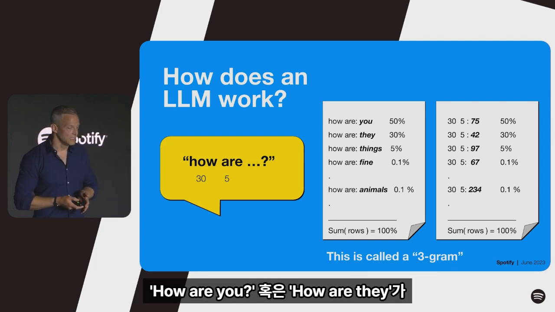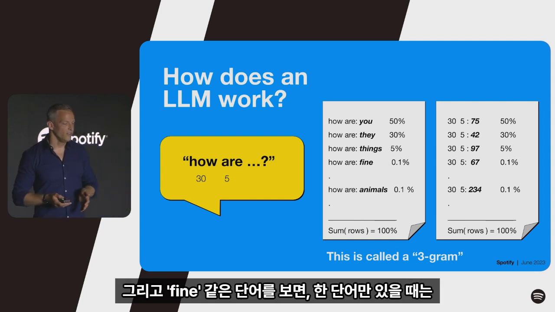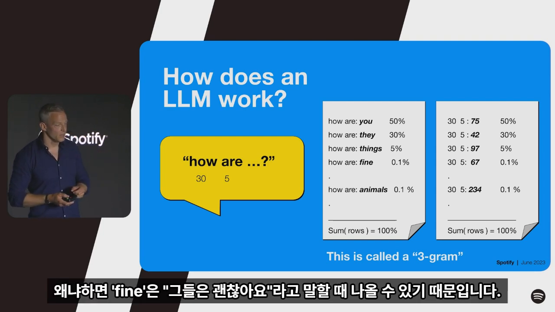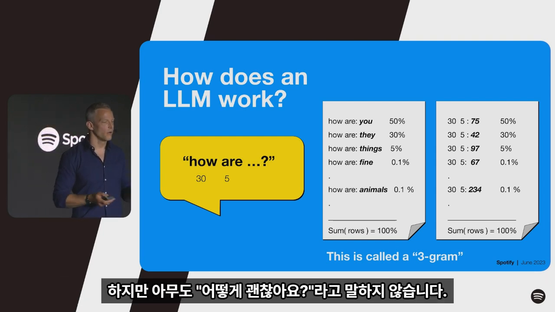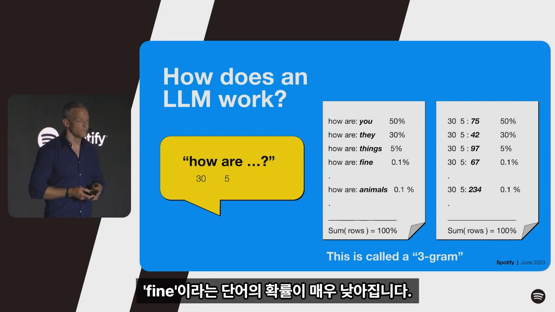And it's even more likely to say "how are you" or "how are they" than "how are things," perhaps. And if you take something like "fine," which was pretty likely when you just had one word, because "are fine" could happen if you say "they are fine." No one says "how are fine." So now all of a sudden, the word "fine" has a very low percentage.